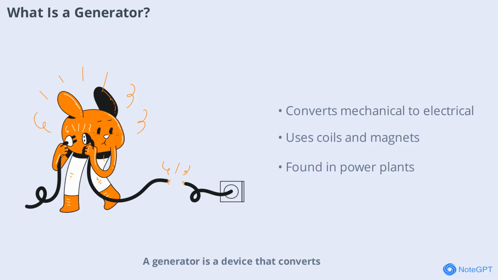A generator is a device that converts mechanical energy into electrical energy using electromagnetic induction. When you spin a coil of wire inside a magnetic field or move a magnet near a coil, you create a flow of electrons and electric current. Generators are found in power plants, wind turbines, and even portable backup units. They are essential for producing the electricity that powers our homes, businesses, and industry. Let's look at the main components and how they work together to generate electricity.